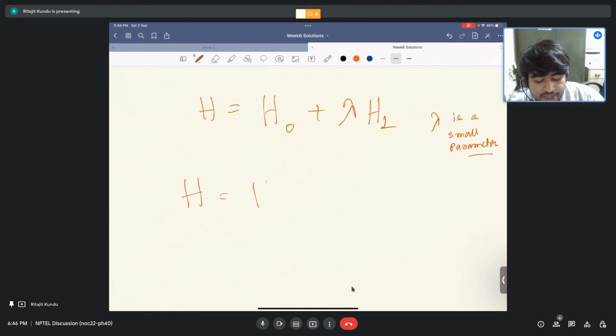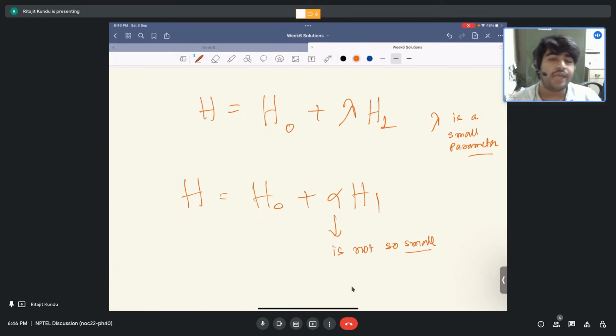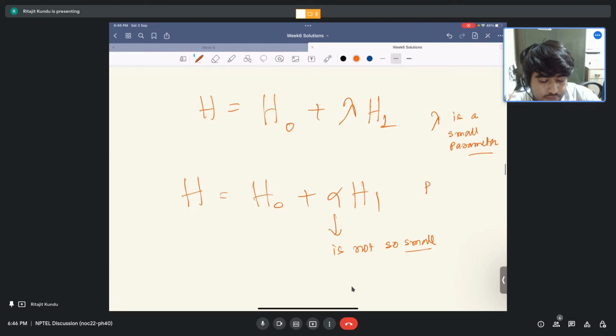But let's say I am giving you some other Hamiltonian for which you cannot separate it out, or let's say you have some H naught plus some alpha H1, but alpha is not so small. If it is not so small, then we cannot write the perturbation series. The perturbation series will diverge, so we will not get physical results. So perturbation theory will not work.